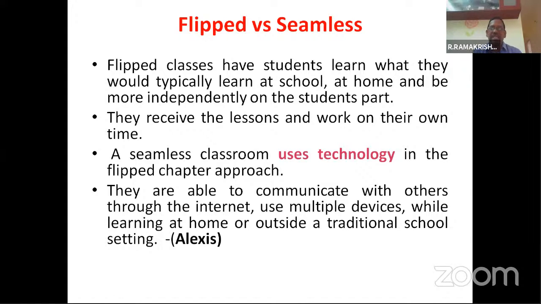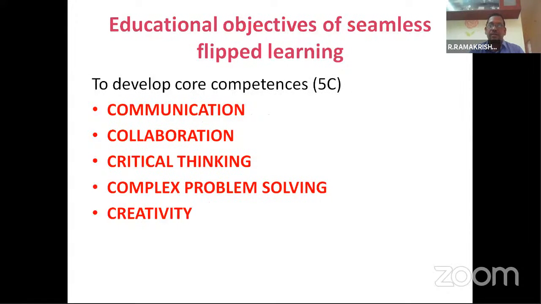Mainly, they are using the available resources by all means. Apart from the materials, it is possible to access supplementary material from the internet or other devices. Nowadays, most of them are using the seamless flipped learning approach only. Whatever we say, flipped learning, all come under the seamless flipped learning approach. So, what are the educational objectives of seamless flipped learning? 5 approaches.